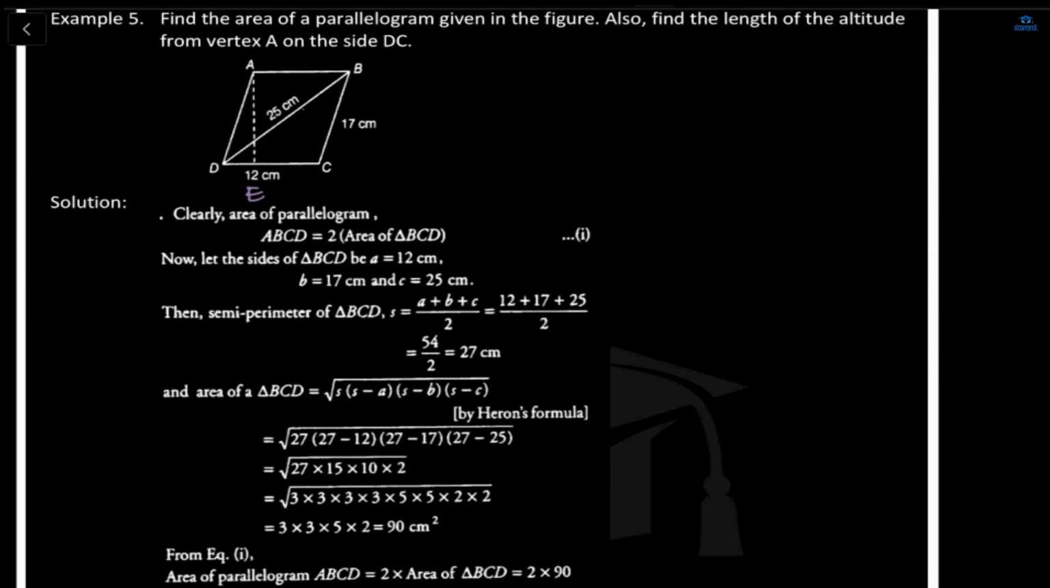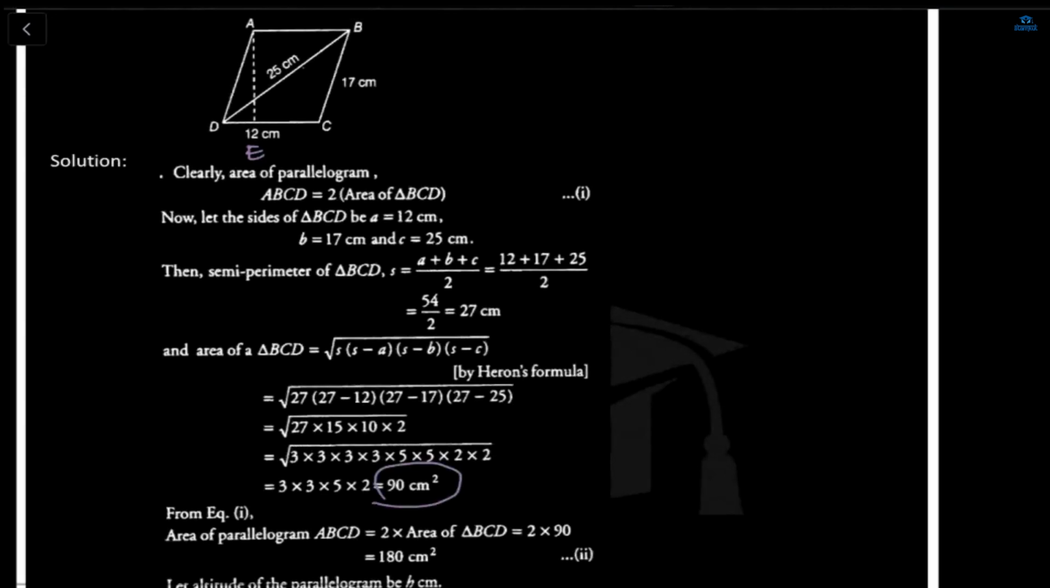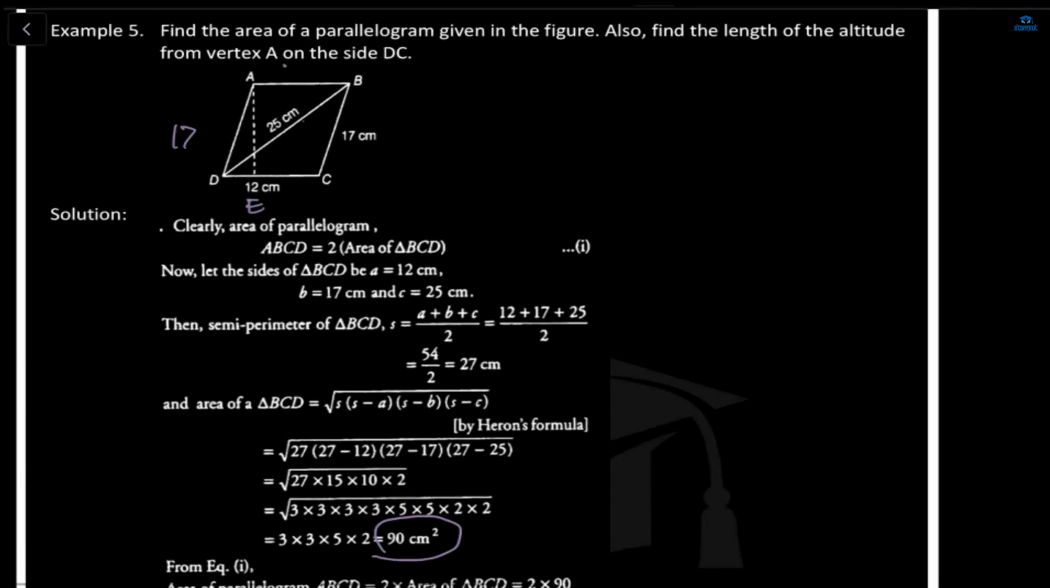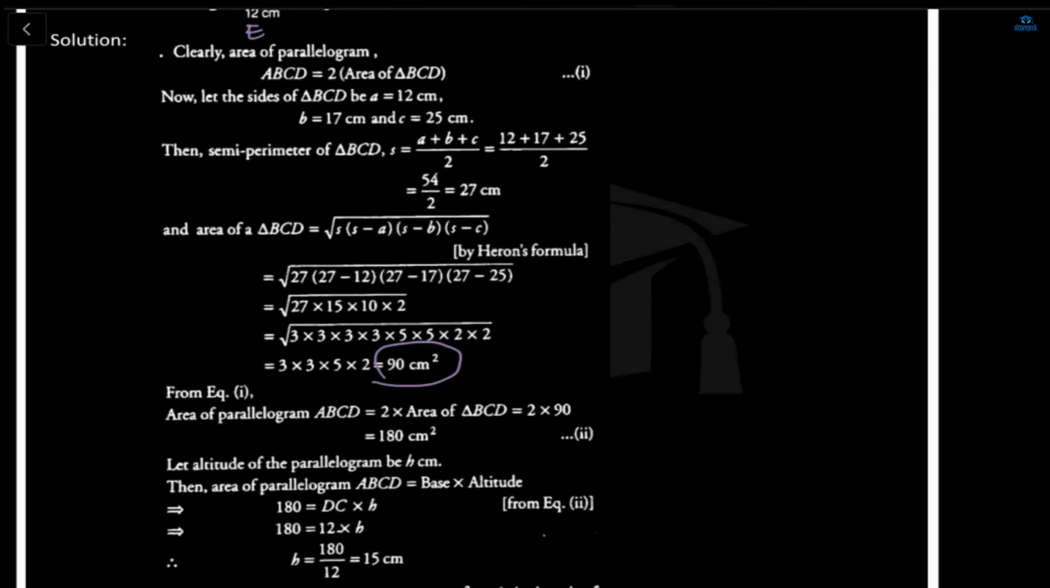Now the area of the triangle you will get as 90 centimeters square from Heron's formula. Both triangles are the same because it is a parallelogram, so this side will also be 17 and this will also be 12. Opposite sides are equal in a parallelogram, so remember the properties of the figure. Multiply 2 with this area and you get 180 centimeters square. Now we have got the area of the parallelogram.